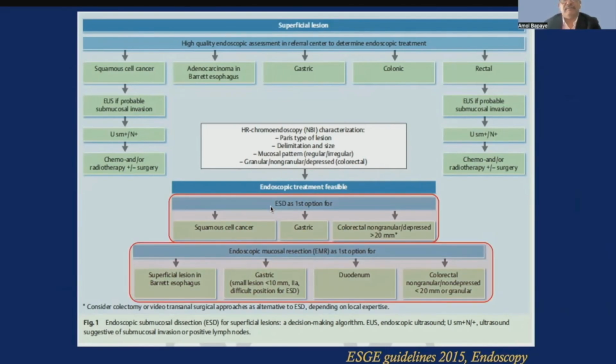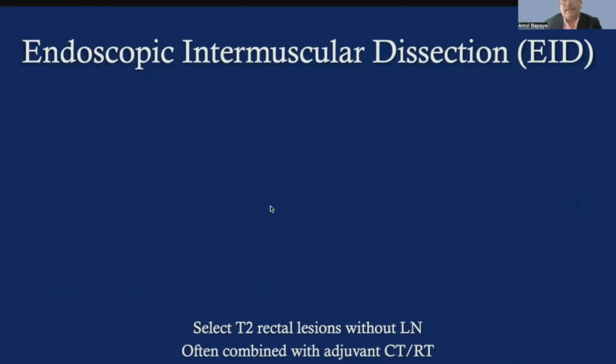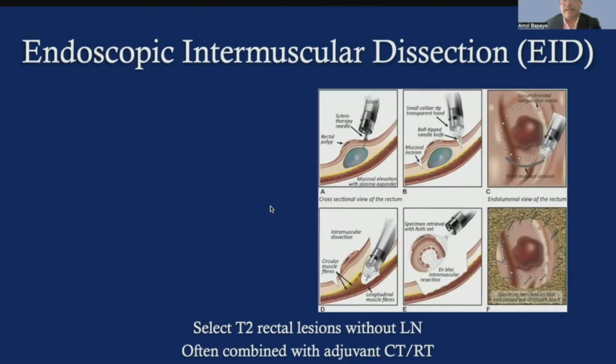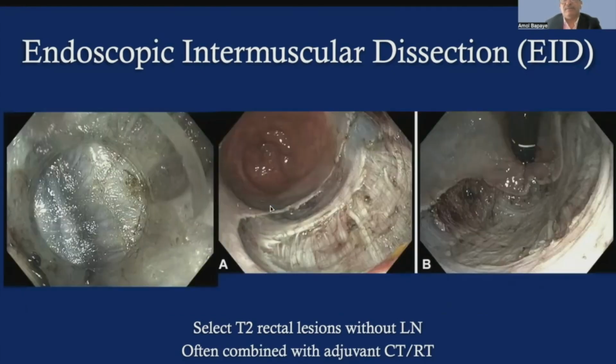So that's very clear. And as an extension to ESD, we can also perform intramuscular dissection in select lesions, for example, in T2 rectal lesions without lymph node metastasis. Particularly, these are distal rectal cancers where the alternative is surgery with a permanent stoma. So with an intramuscular dissection, we can get the en bloc tumor out, and this is often combined with adjuvant chemoradiation, and that is shown to give very excellent results.